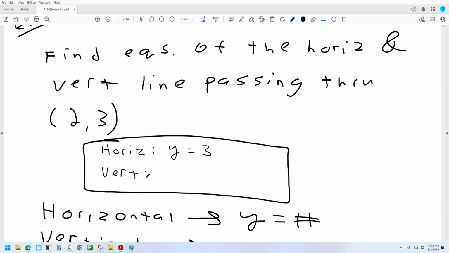And how about the equation of the vertical line that goes through the point 2, 3? Yep, x equals 2. And that's all they were looking for. Okay. Any questions on that?